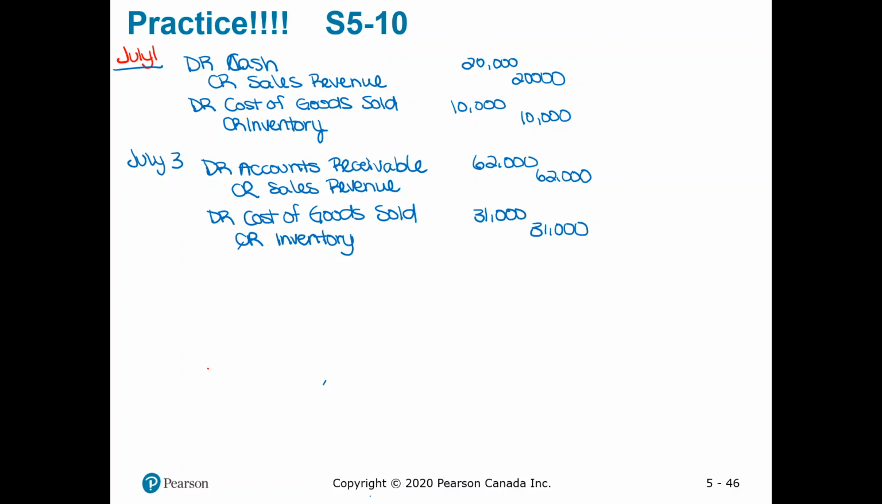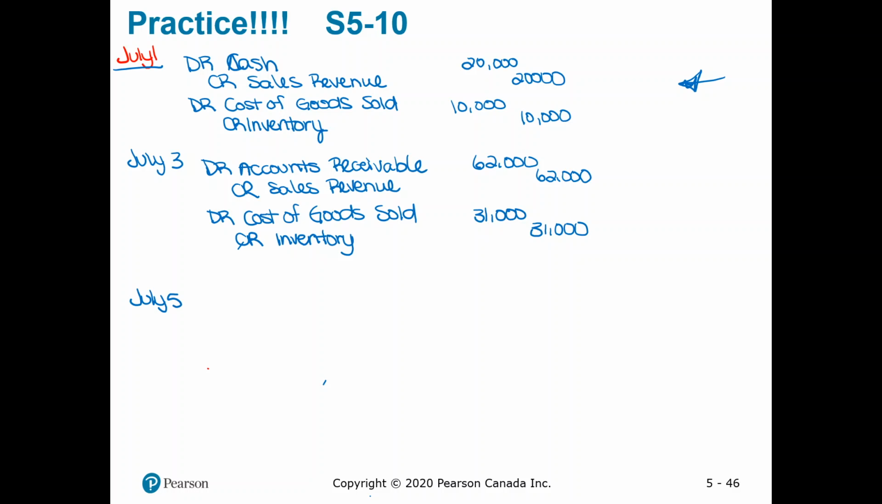Okay. Next, on July 5th, Salem received a $4,500 sales return on damaged goods from the customer from the July 1st sale. Cost of the goods damaged is $2,250 and money was refunded. So it's from this sale on July 1st. So that customer paid us cash. Therefore, now that they're returning something, we need to give them cash back.